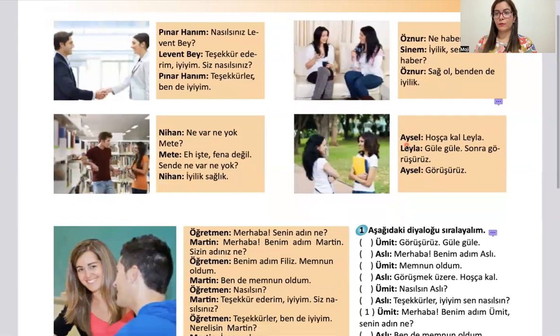The next conversation is between Aysel and Leyla. Aysel: Hoşça kal Leyla. Leyla: Güle güle. Sonra görüşürüz. Aysel: Görüşürüz. Aysel says, hoşça kal Leyla. Goodbye Leyla. Leyla says, güle güle. Goodbye. It means Aysel is leaving the campus. I guess they're on the campus. But Leyla is staying. That's why Aysel says, hoşça kal, because she's leaving. But Leyla stays and says, güle güle.